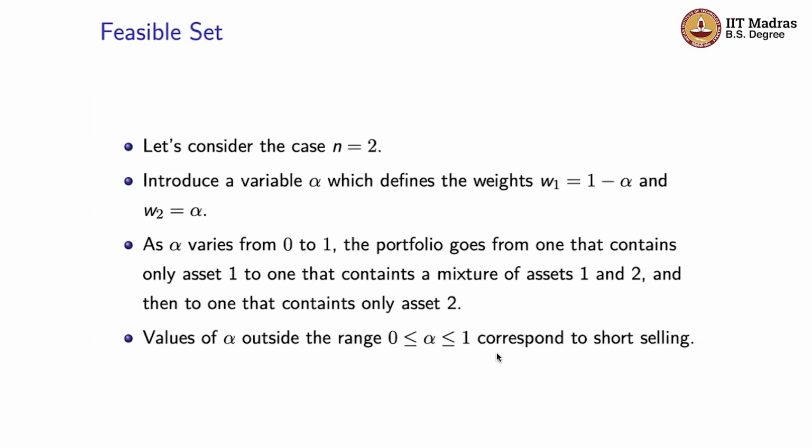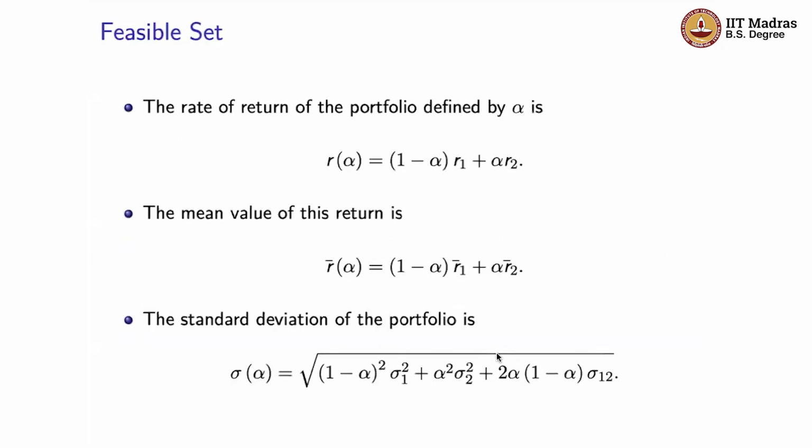We can also have a value of alpha outside the range 0 to 1, and that would correspond to cases involving short selling. So what would be the rate of return of this portfolio as a function of alpha? Remember that R1 is the rate of return of asset 1 and R2 is the rate of return of asset 2. Therefore, R alpha, the rate of return of the entire portfolio, is equal to (1 minus alpha) R1 plus alpha R2. Remember, alpha is the weight on asset 2 in the portfolio.